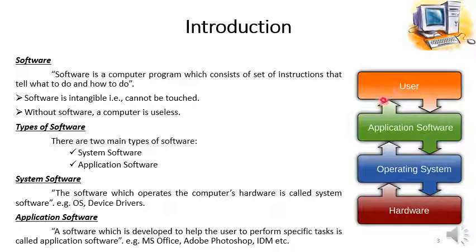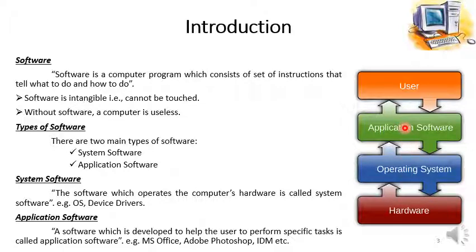So this is how these four different layers work. The user is also part of this operating environment, because if the user is not here, then who is going to operate the application software, operating system, and hardware? So actually a computer consists of these three layers, that is hardware, operating system, and application software.